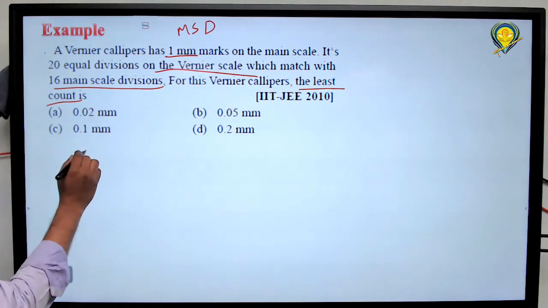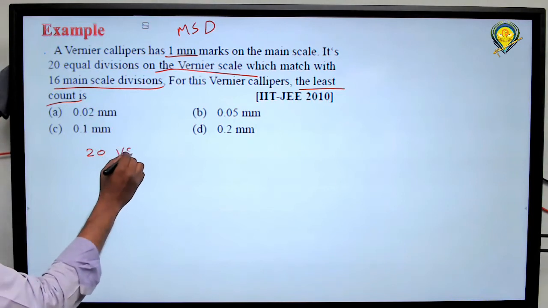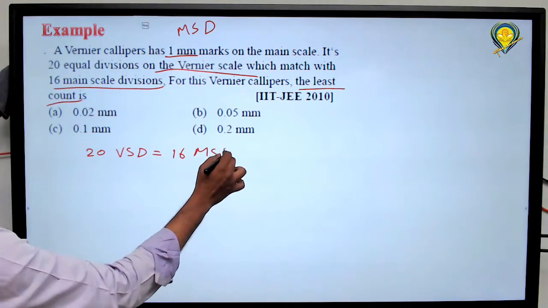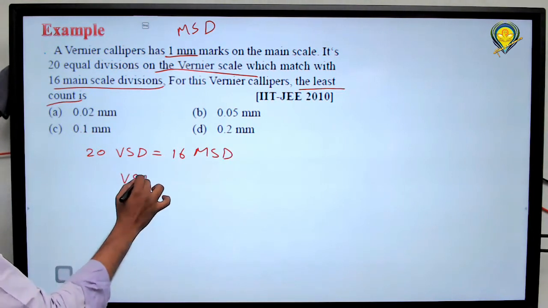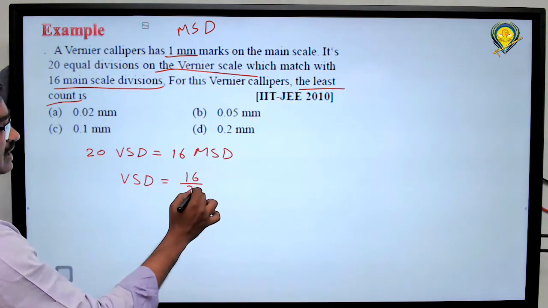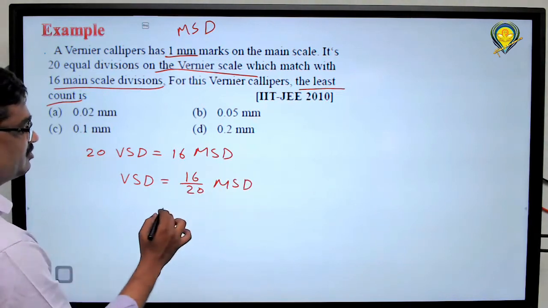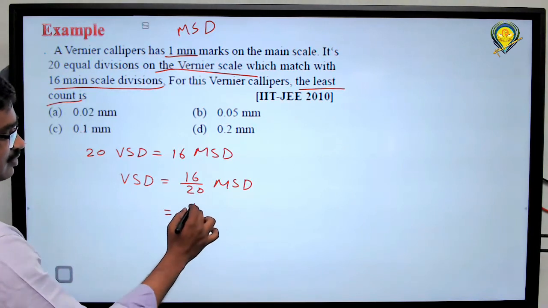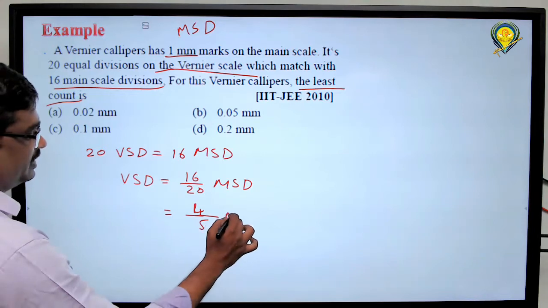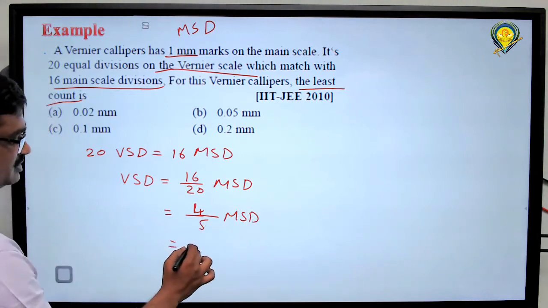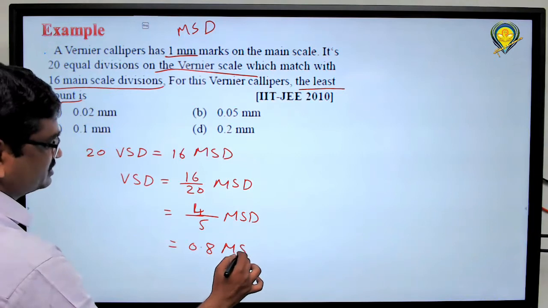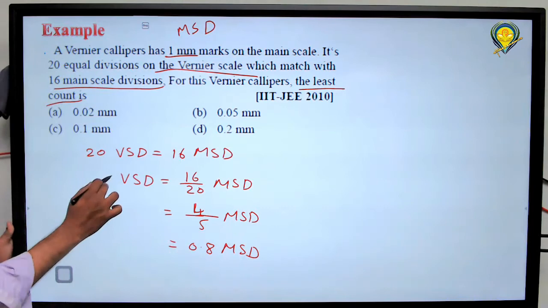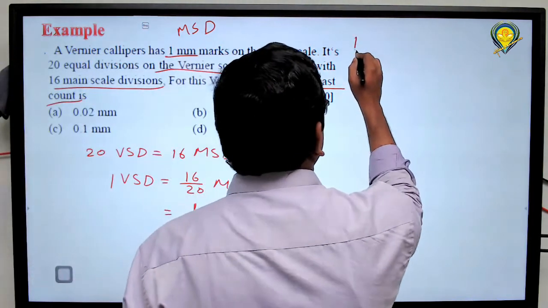So here 20 vernier scale divisions coincide with 16 main scale divisions. Then one vernier scale division can be written as 16 by 20 main scale divisions. 16 by 20 means 0.8, or 4 by 5. So 4 by 5 main scale divisions, or 0.8 main scale divisions. One vernier scale division is 0.8 main scale division.